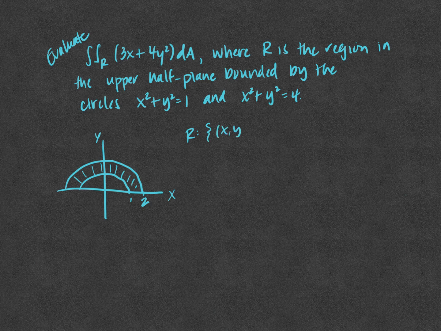So here we have the set of points x, y such that you have to define x or y. We're going to say y is greater than or equal to 0, because that's what gives us the top half of this semicircle. And then I'm going to leave a little bit of space, because we have x squared plus y squared. It's bounded by the circles, so the top boundary is 4 and the bottom boundary is 1. So x squared plus y squared has to be between 1 and 4.